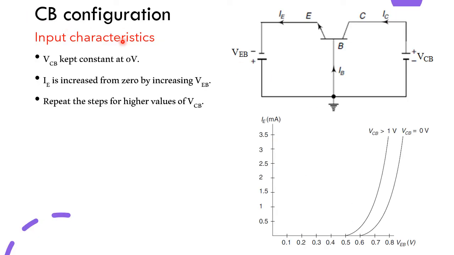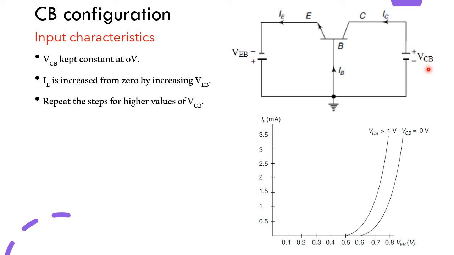Common base configuration. In common base configuration, this is the circuit diagram. First, the voltage here is taken as VEB and here it is VCB. It is a common base, so let us take EB and CB. This is the emitter. This voltage source connected between emitter and base is taken as VEB. Here it is connected between collector and base, VCB.